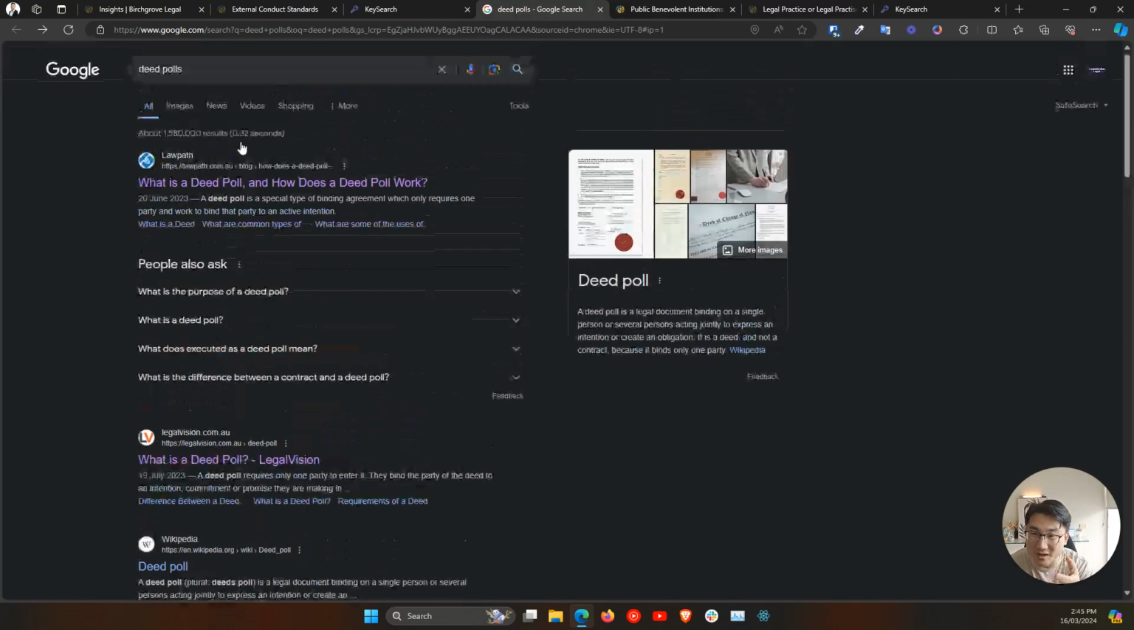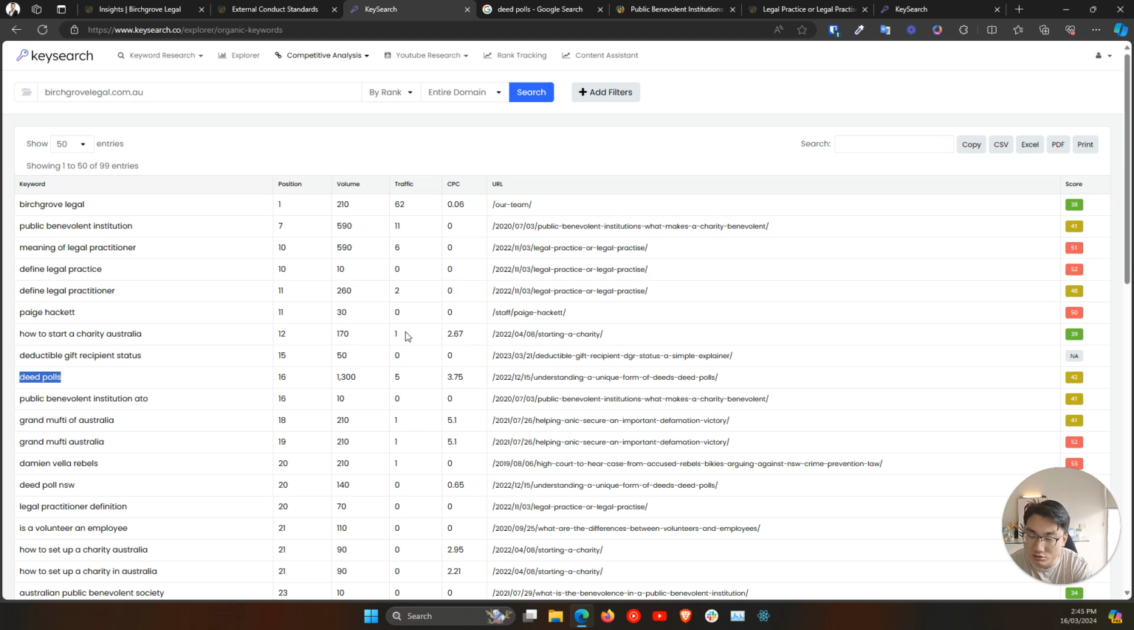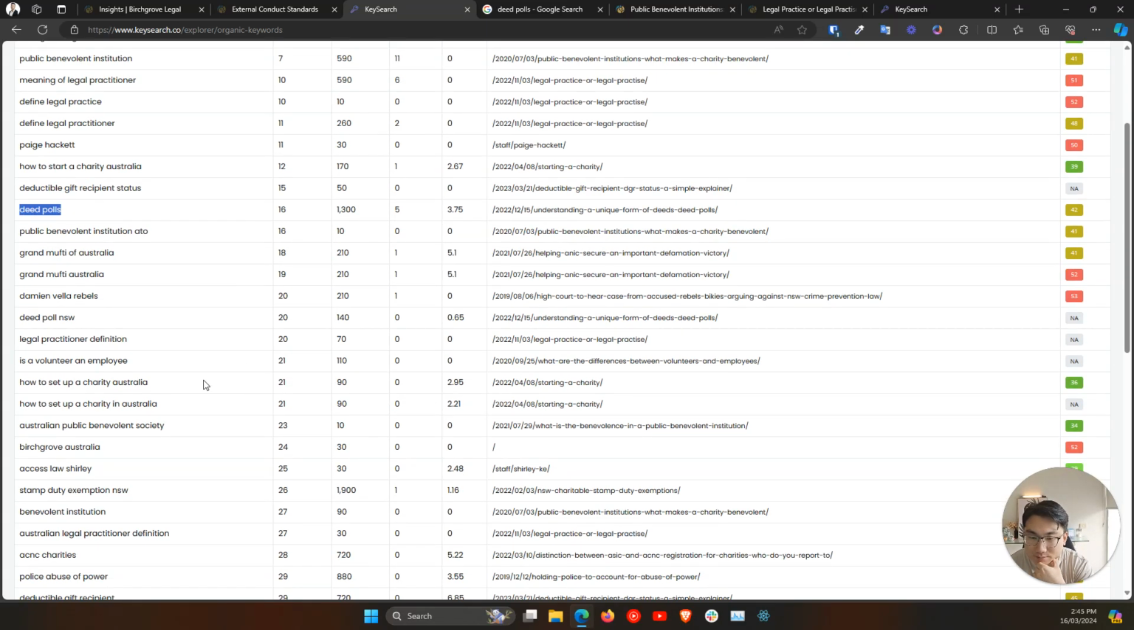I wouldn't be targeting, for my client law firm, a keyword like deed polls in general, because it's too general. It's too general and not really specific to a topic or a question in an area of law that they want to target, which again is not-for-profit law, charity law, charities, essentially.